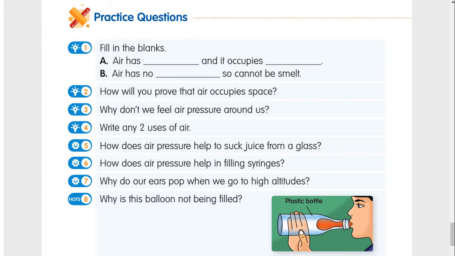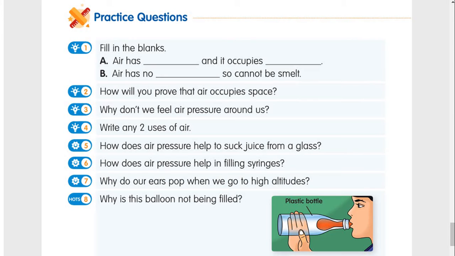Next question. How will you prove that air occupies space? Answers for this question may vary. We saw an experiment using an empty water bottle and a tub filled with water, right? Like that, there are many experiments that prove air occupies space. So, the answer is, take a deflated balloon, blow air into it, it will change in size. This shows that air occupies space.